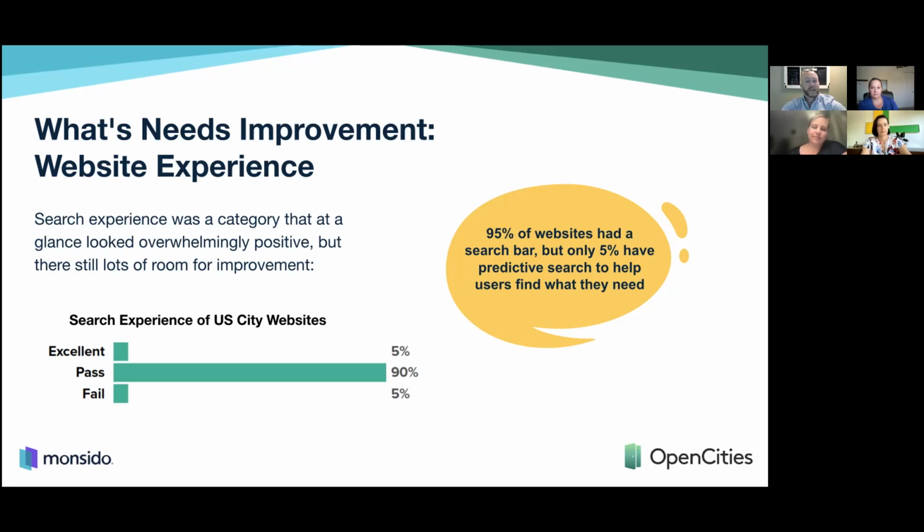So what we say a positive search experience should be, if you think of Google, it should be predictive, right? As somebody starts typing, it should dynamically curate what information they're looking for, where they can click and it takes them directly to that page. It also should help bridge that city speak to resident speak by having a built for gov thesaurus.